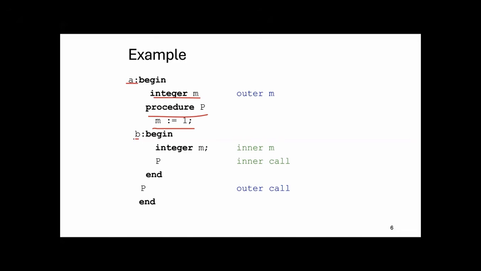And then we have block B being declared. We have M being declared inside block B. And then inside that, and the block basically ends, inside that we have an inner call for P, and then outside block B, inside the outer block A, we have a call for procedure P. So P is being called twice, one inside block B and one outside block B. And the M variable is being declared twice as well. It's declared one time inside block B, and another time in the outer block A.